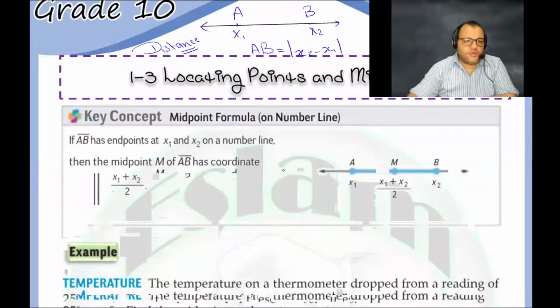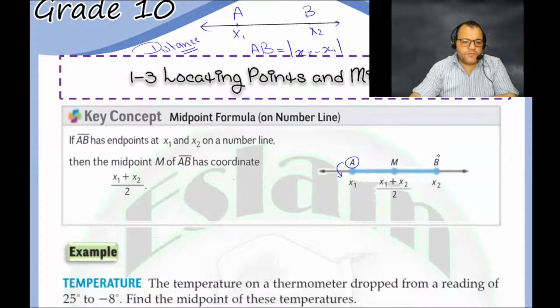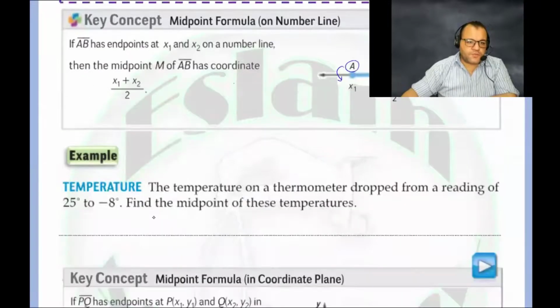If you need to find the coordinate of the midpoint between any 2 points, suppose that we have a point A with the coordinate x1 and a point B with the coordinate x2. So to find the midpoint, you need to find x2 plus x1 all divided by 2. So the midpoint is defined as x1 plus x2 divided by 2.